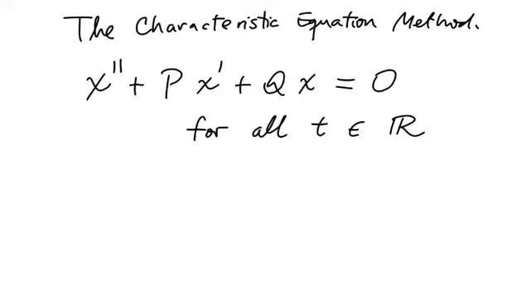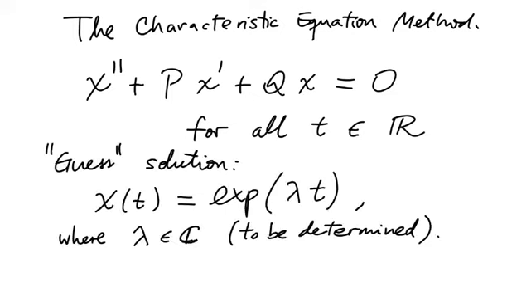The method consists in writing a guess solution of the form x of t is equal to the exponential of lambda times t, where lambda is a constant to be determined. We cannot assume that lambda is real in general, so let us allow for lambda to be complex, but it is always a constant. Now, given this guess solution, we can calculate its derivatives.